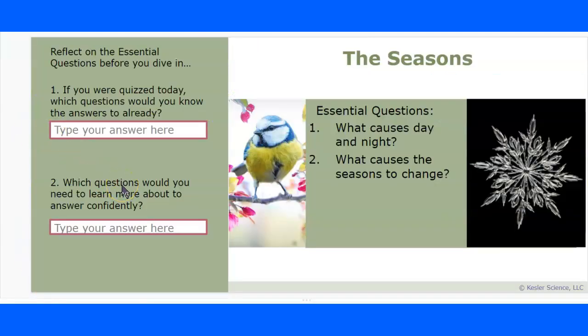All right, reflect on the essential questions before you dive in. If you were quizzed today, which questions would you know the answers to already? So, what causes day and night, and what causes the seasons to change? I'm looking to see which answers you could answer. If you cannot answer either one of them, that's fine. Just say none. For number 2, which question would you need to learn more about to answer confidently? Again, if you are not sure because you need to learn both of them, then you need to say both and go from there.